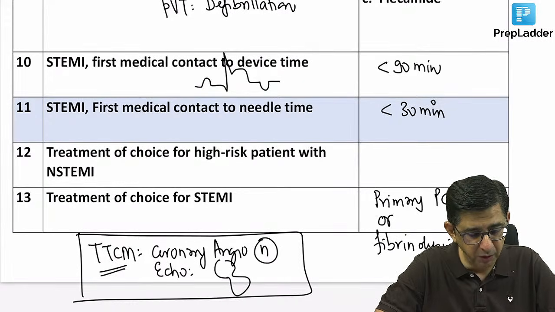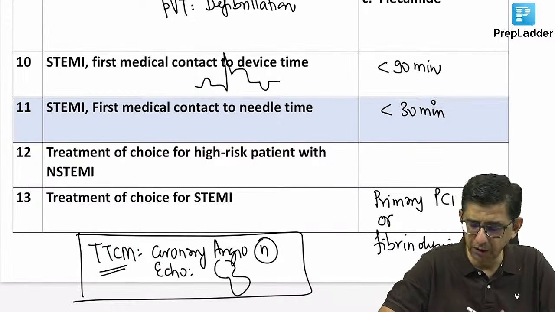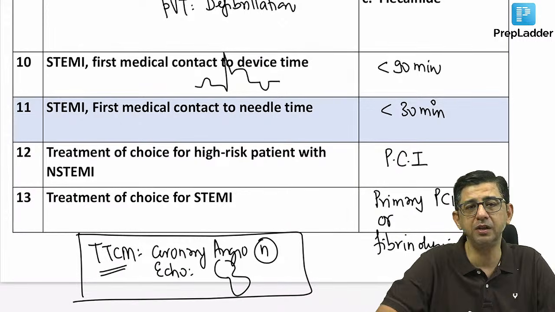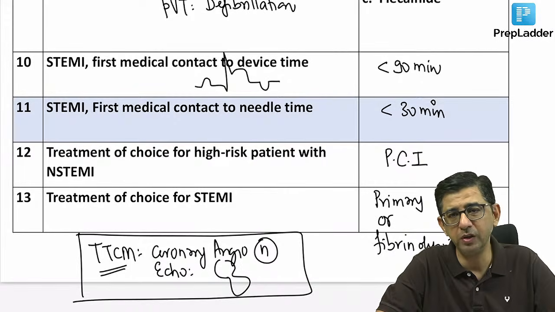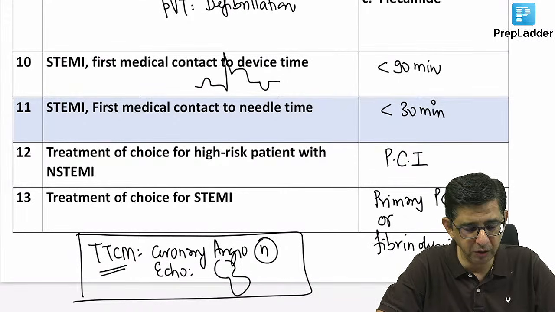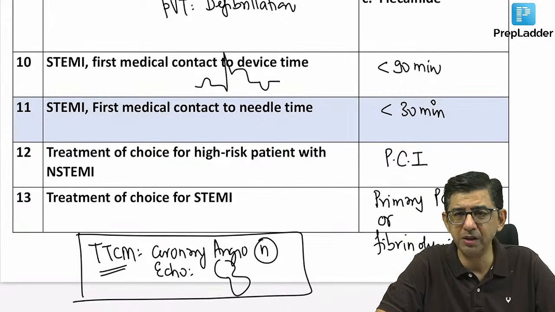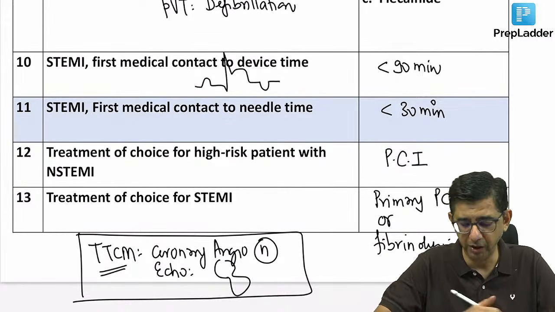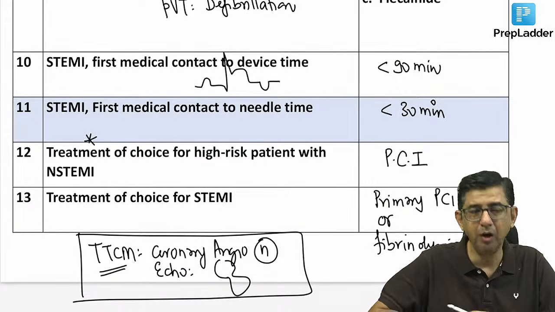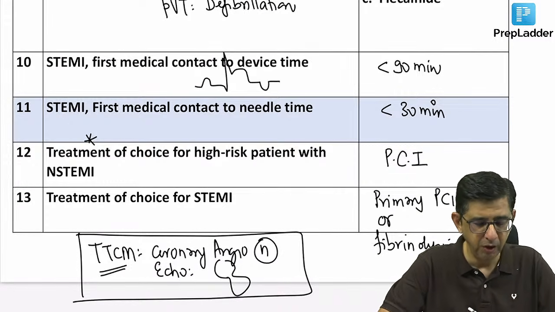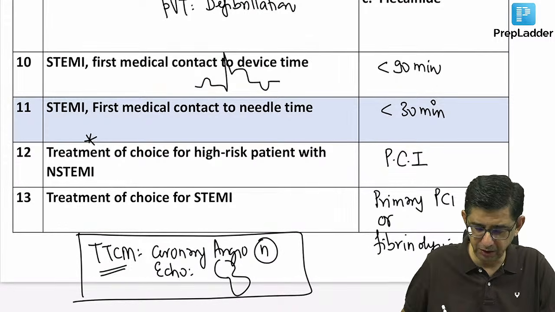Yes, guys, what is the treatment for non-ST elevation MI? The treatment for non-ST elevation MI also is percutaneous coronary intervention. For both ST as well as non-ST elevation MI, it is percutaneous coronary intervention that is used. And yes, we use ABMON for non-ST elevation MI. That is the medical therapy. But here it is asking the treatment of choice. So now you know that PCI is the treatment of choice for both ST as well as non-ST elevation myocardial infarction.